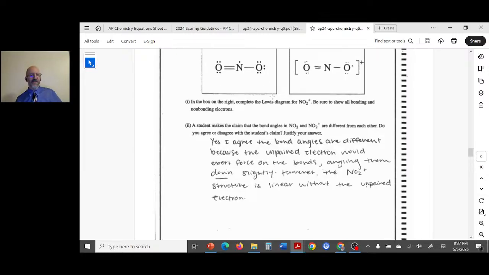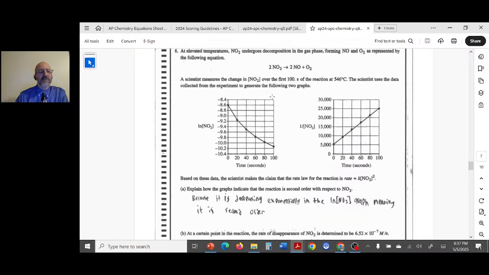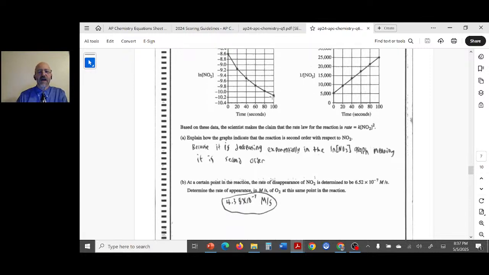All right, next person earned 1 out of 4 points. Because it is decreasing exponentially in the natural log graph, that means it's second order? Nope. It's got to be the one that's linear, which is the 1/concentration. Interesting. Good point I'd like to make here.